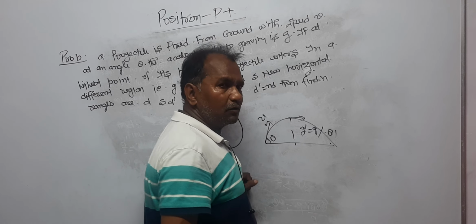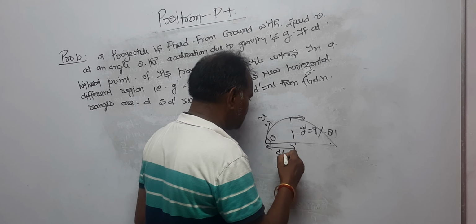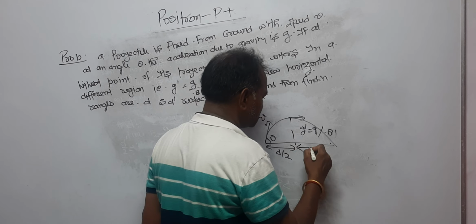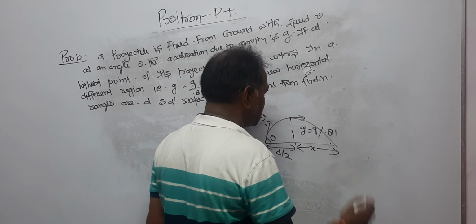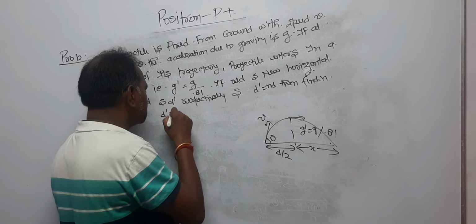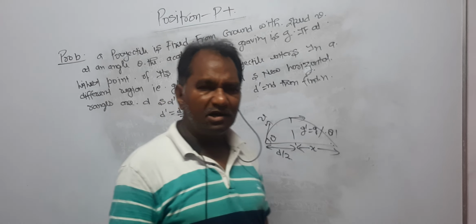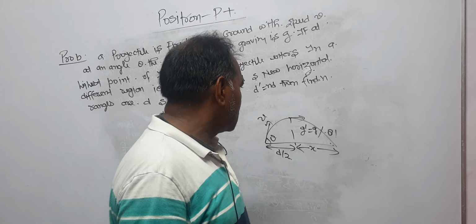If you follow the old range, it will be d by 2. Let this be x. So the new range becomes d dash is equal to d by 2 plus x. That is the new range.